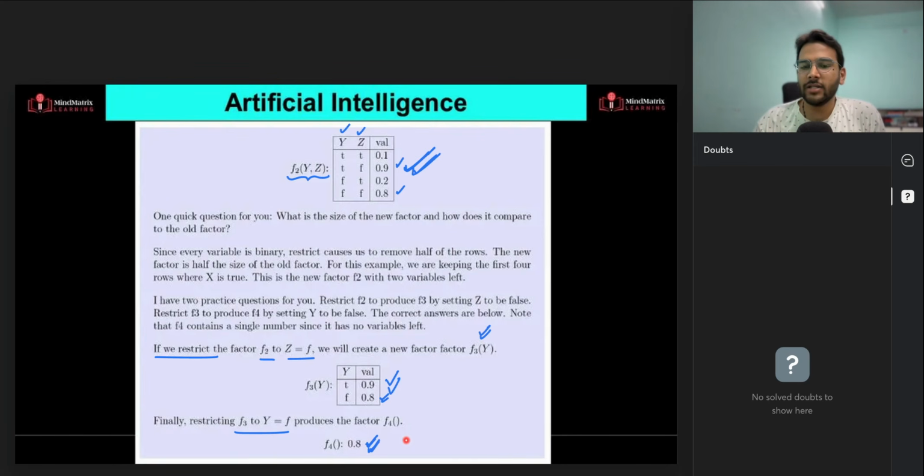Is this clear so far? What is a restrict operation? The first operation that we have. Simple, right?